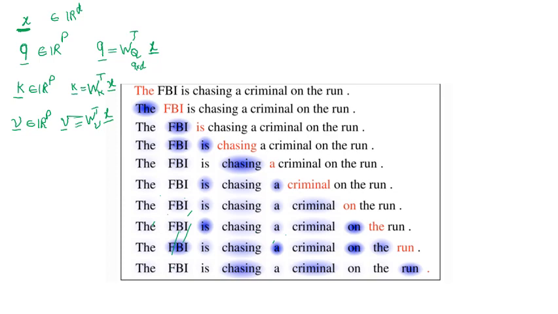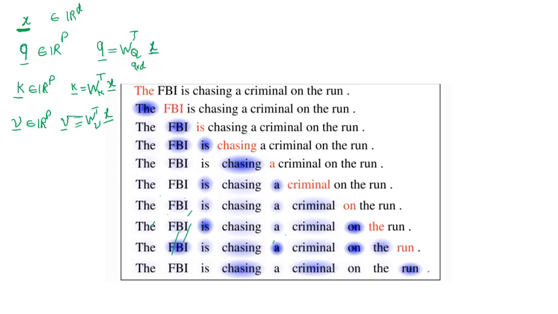You can think of this as a single word having three representations. Sometimes I look at this word as a query. Sometimes I look at this word as a key. And sometimes I look at this word as a value. And the single word chasing, as a query, has a different representation from the word chasing as a key, which has a different representation from the word chasing as a value.